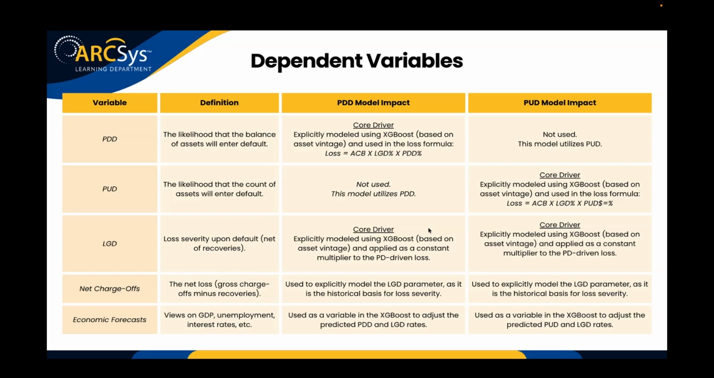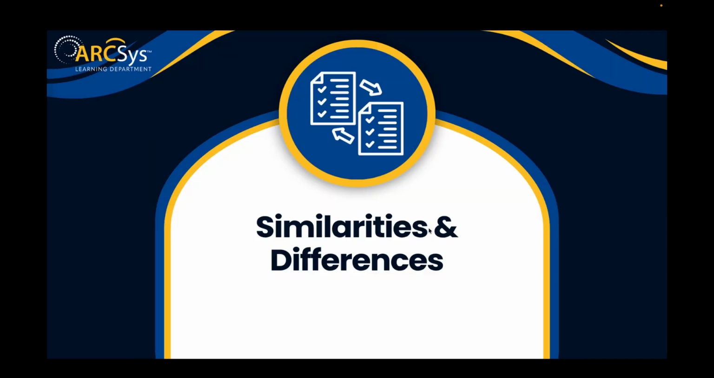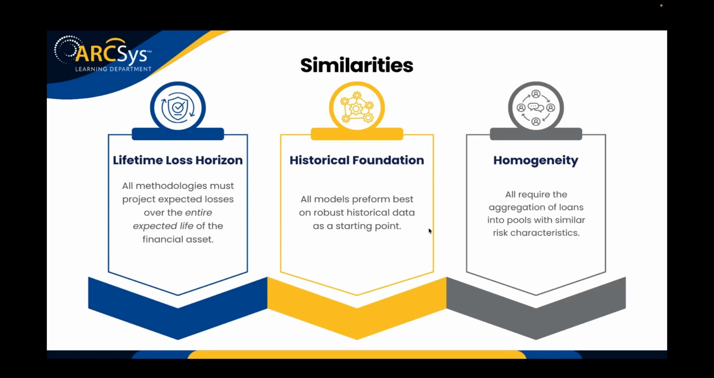This helps an institution measure the loss severity upon default and is a core dependent variable within a probability of default calculation. Next, we will go over some of the similarities and differences between these different models. To start, let's discuss the similarities.